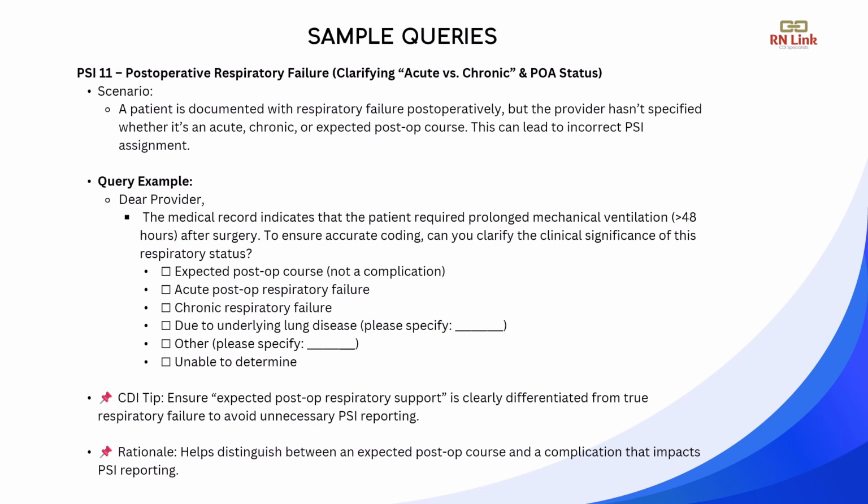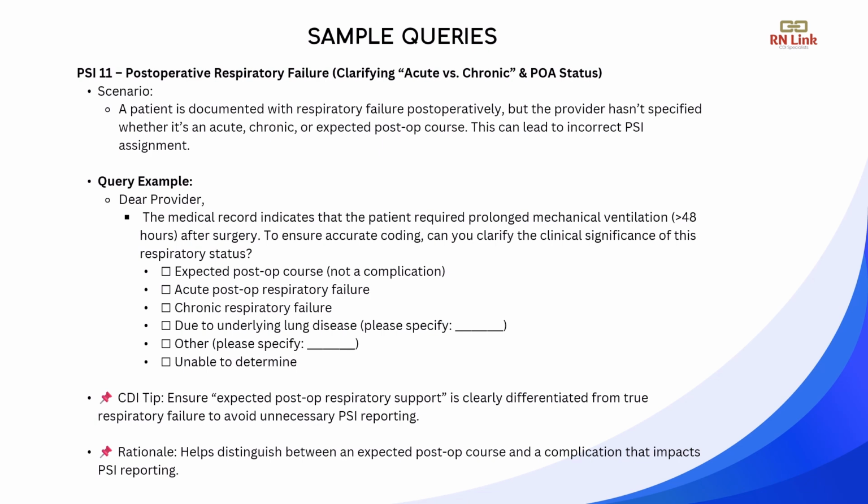PSI 11, postoperative respiratory failure, clarifying acute versus chronic and POA status. Scenario: A patient is documented with respiratory failure postoperatively, but the provider hasn't specified whether it's an acute, chronic, or expected post-op course. This can lead to incorrect PSI assignment.